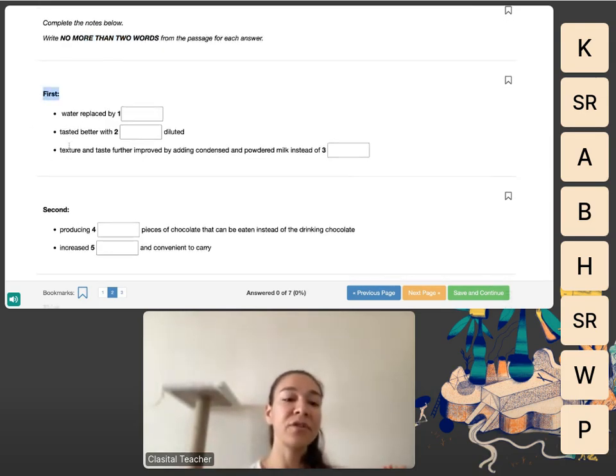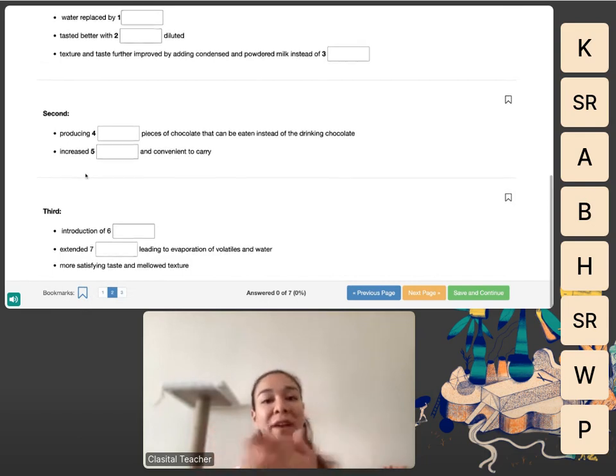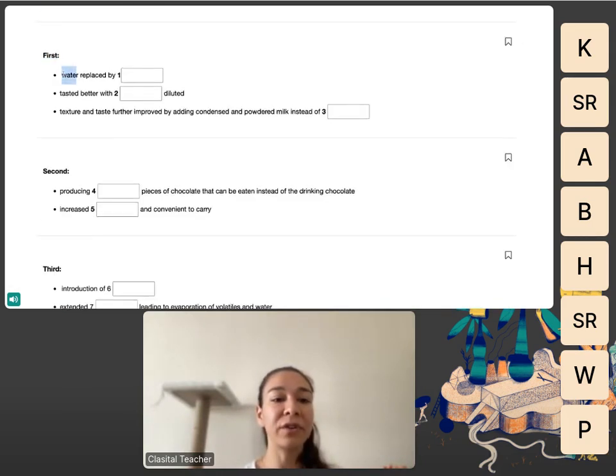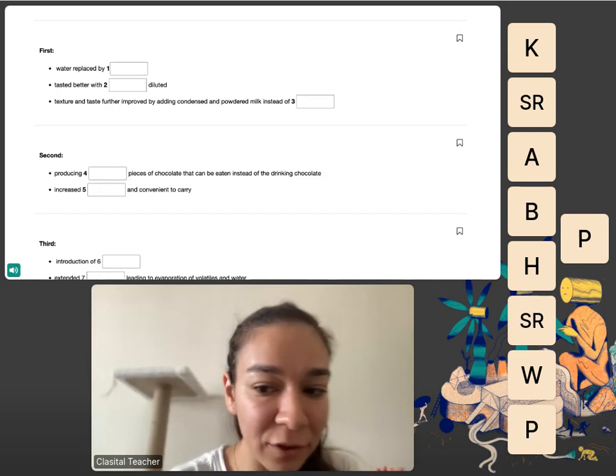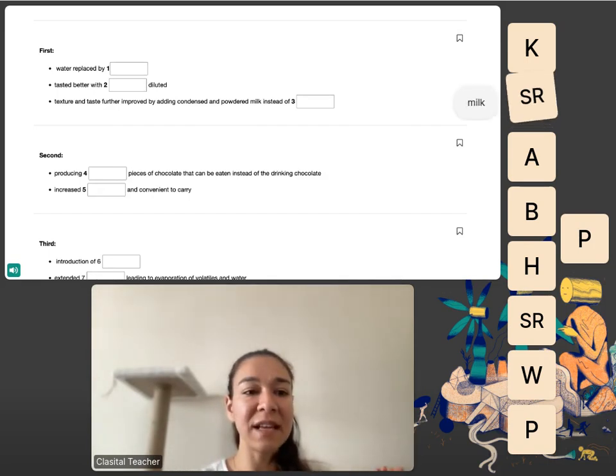Okay, it says first, second, third. So we have some stages. It can easily be a flow chart question too. Okay, water replaced by, it should be a noun. Taste better with something diluted. Now I should expect a noun.